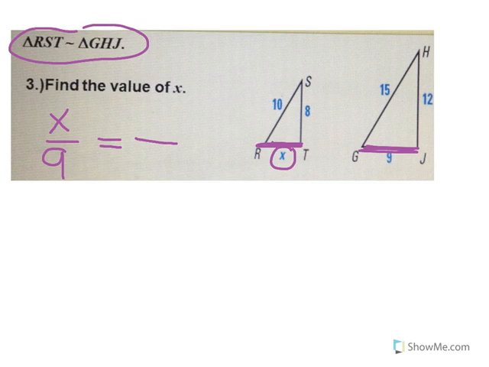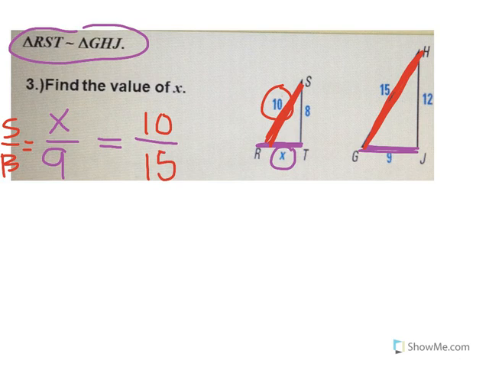Now, I set it up so that it's the small triangle over the big triangle. So all the values on the top need to come from the smaller triangle, and all the values on the bottom need to come from the bigger triangle. So when I use another value, it doesn't matter which one, let's just use 10. Okay, 10 needs to come on the top because it's from the smaller triangle. And on the bottom, I need to line it up with its corresponding side in the bigger triangle, which would be HG, which has a measure of 15.